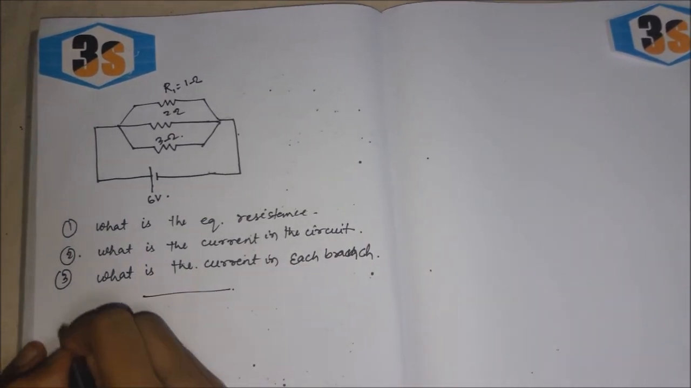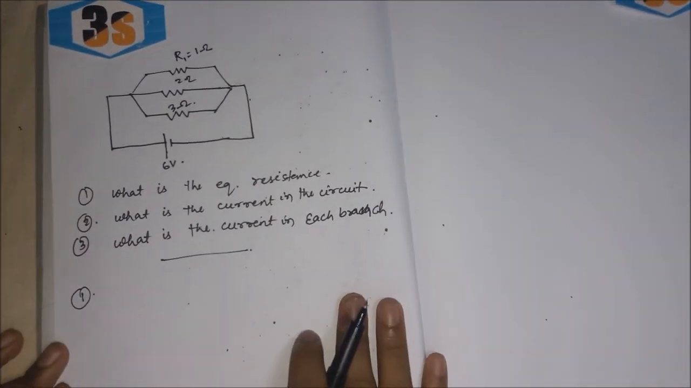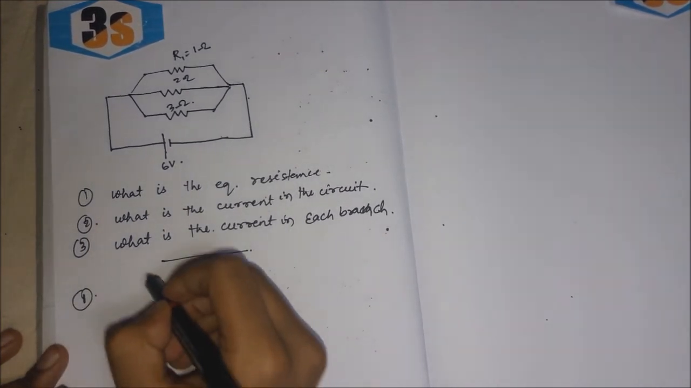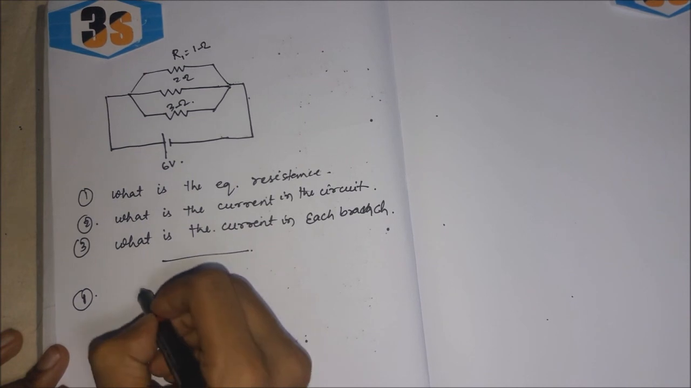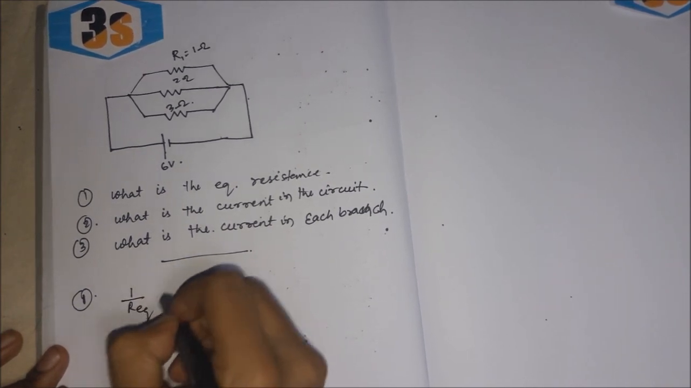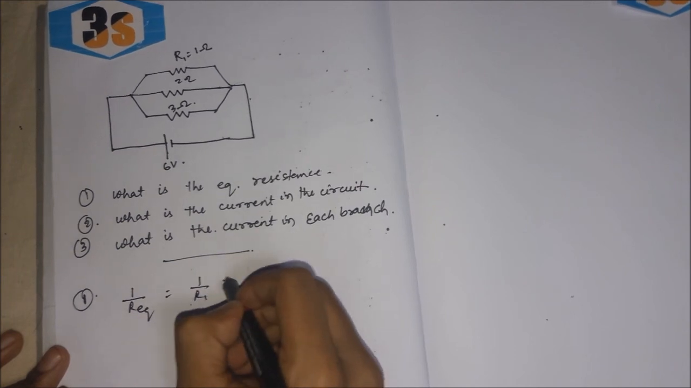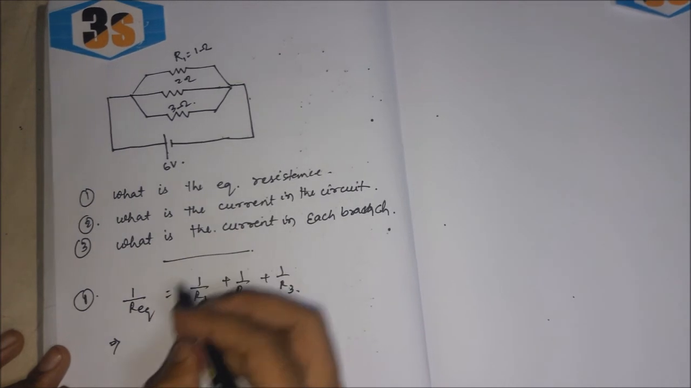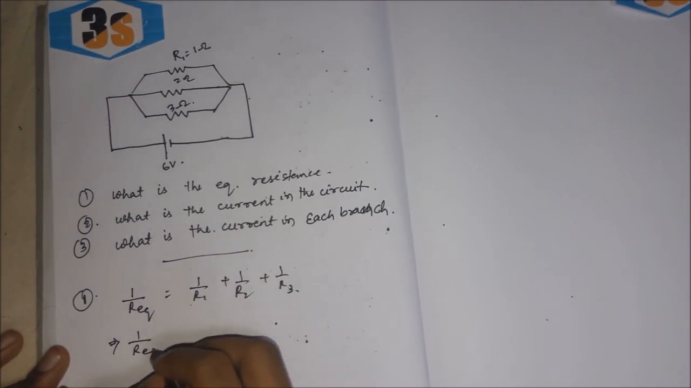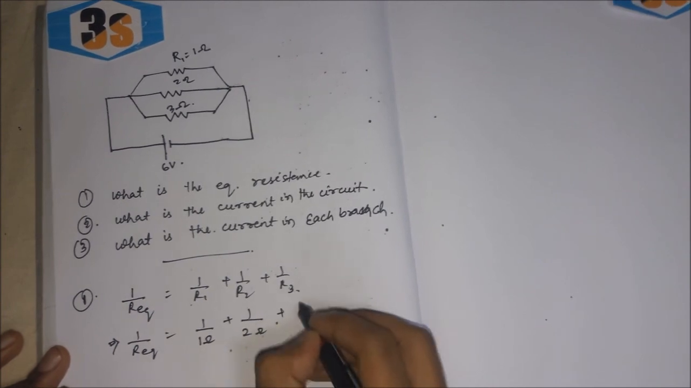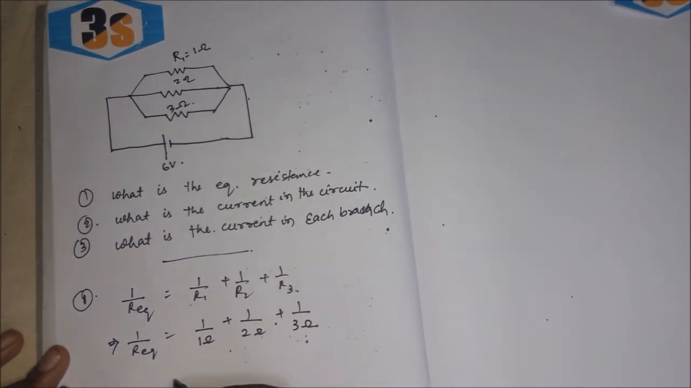Now let us solve the first question. What is the equivalent resistance? In the parallel circuit we know that 1 by R equivalent is equal to 1 by R1 plus 1 by R2 plus 1 by R3. Now 1 by R equivalent is equal to 1 by 1 ohm plus 1 by 2 ohm plus 1 by 3 ohm.